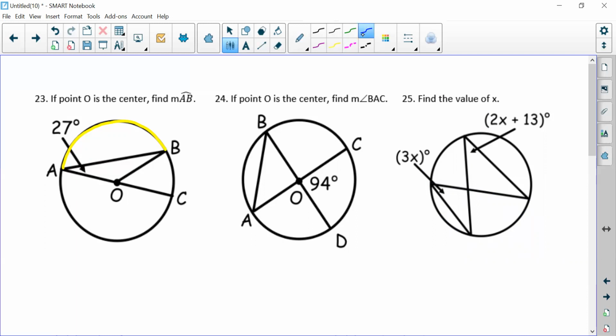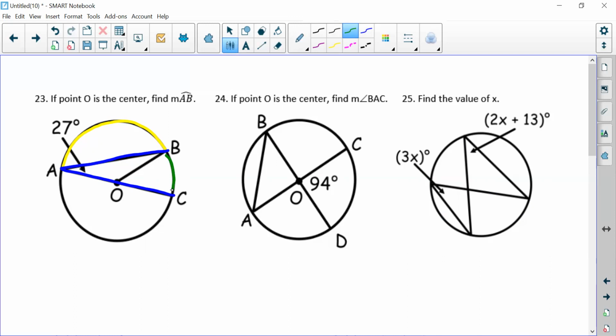At first glance, you notice the measure of angle A is 27 degrees. Look, the vertex of angle A is on the circle, which tells us that angle A is an inscribed angle. We know the measure of angle A is 27 degrees. So let's use that to help us at least figure out the measure of arc BC, because arc BC will help us figure out the measure of arc AB.